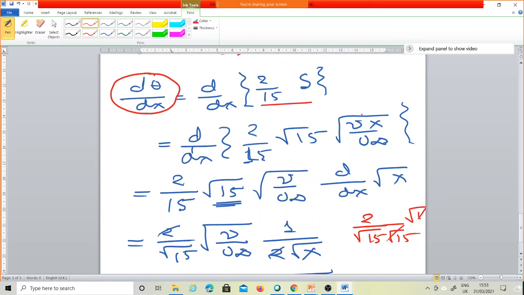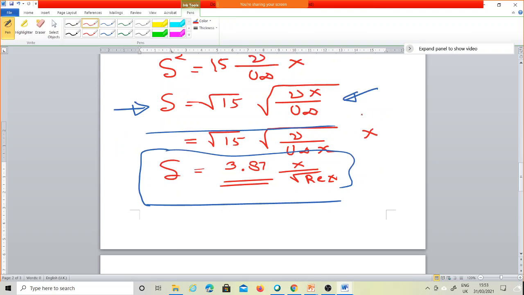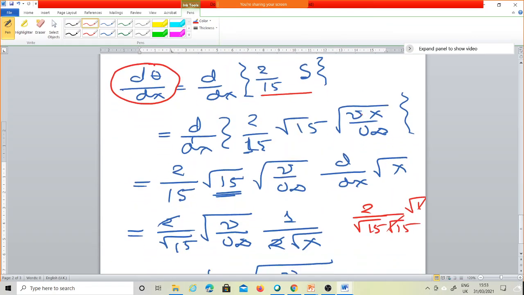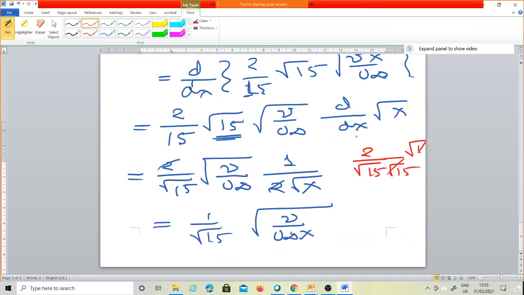Did I miss something somewhere? I don't know. Something I missed out. Mu x, and then root over d/dx of all this constant. d/dx of root over, 1 by 2 root x. So it should be... something is wrong. Anyway, so I will solve another problem.